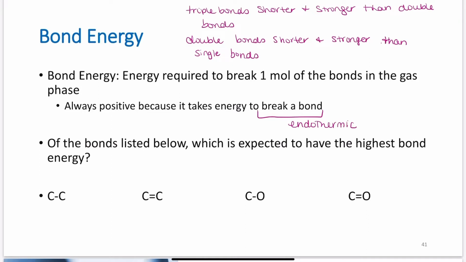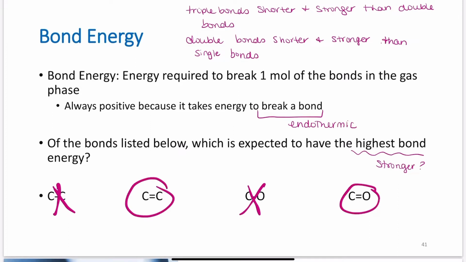So if I want to know what's going to have the highest bond energy, well, the higher bond energy is going to be the stronger bond, right? Higher bond energy, stronger bond. So which one's stronger? Well, not my singles, because doubles are shorter and stronger than single bonds. So now I'm between the carbon-carbon double bond and the carbon-oxygen double bond. Which one's going to be higher? How do I determine that? The truth is, my higher one is going to be my carbon-oxygen double bond.